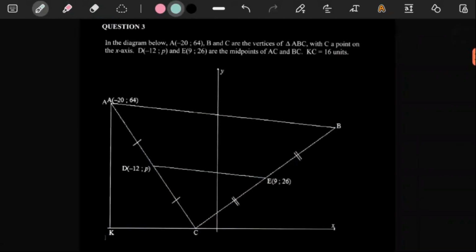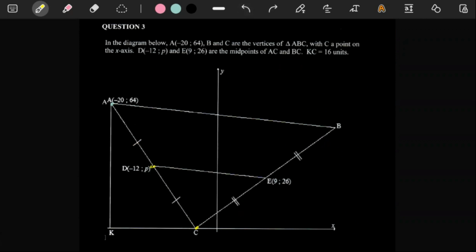It says in the diagram below, A is this. So we have A up there. B and C are the vertices of triangle ABC, with C a point on the x-axis. Then D is this point here; we only have the x value, we don't have the y value. And lastly, they have told us that E is this coordinate over there. They told us that these are the midpoints of these two lines here.